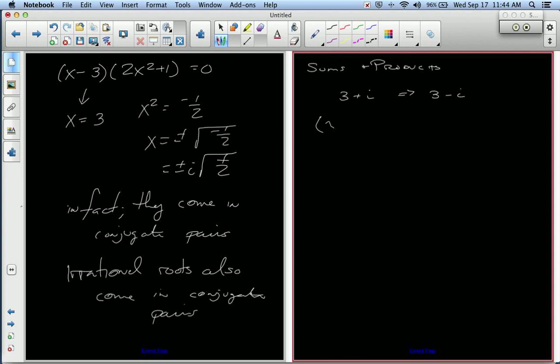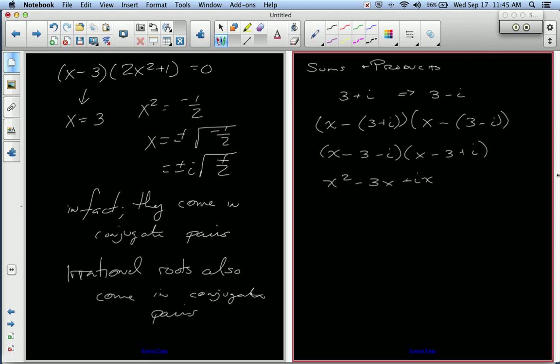Well, the annoying way to do it would be x minus the root and x minus the root. And we could distribute that all out. So we have x minus 3 minus i, x minus 3 plus i, and now distribute, we get x squared. Getting monotonous already, minus 3x plus ix. That's only distributing the x. Now distributing the negative 3, I get negative 3x, I get plus 9, I get minus 3i. Now I got to send this guy through. Minus ix plus 3i minus i squared.